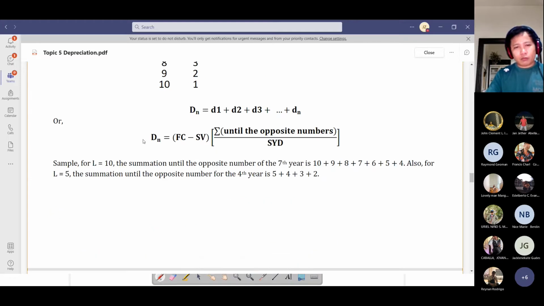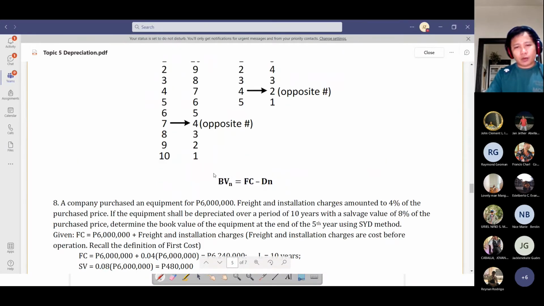Okay? And then if you know the total depreciation, of course, as usual you have your formula: book value equals first cost minus the total depreciated amount. Sige, let's apply it on an example.